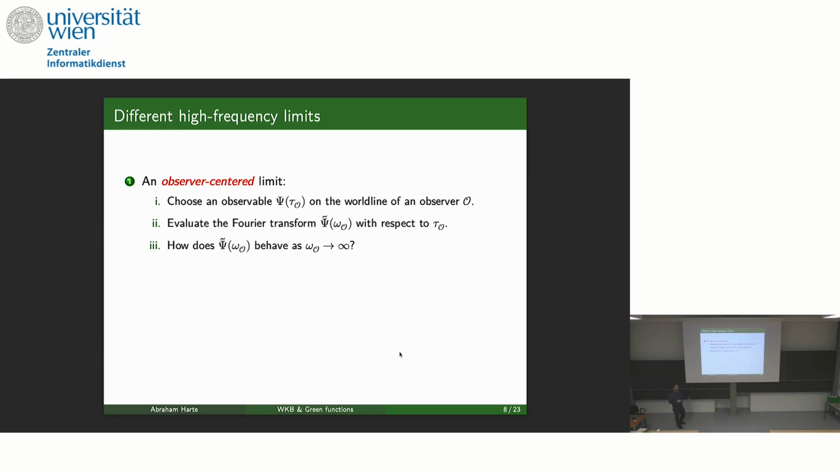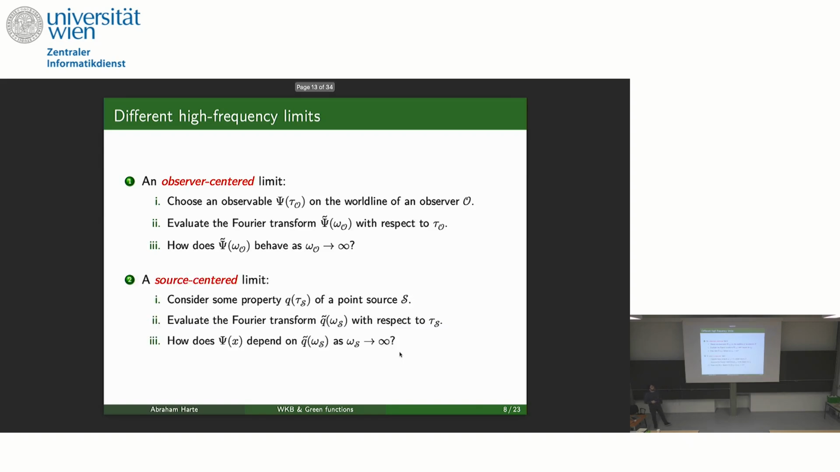And we don't need to define frequencies off the world line. That's what I'll call the observer-centered perspective. We can get something from that. We can also get something from what I'll call this source-centered high-frequency limit.